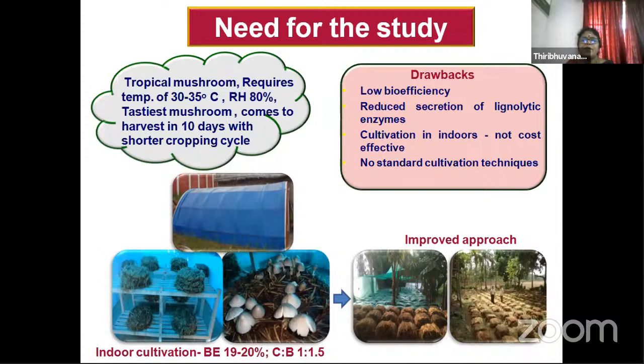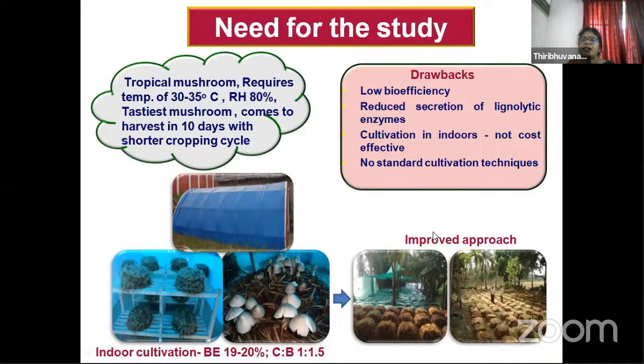Though the climatic conditions prevailing in India are quite suitable for cultivation of this mushroom, because it is a tropical mushroom and requires a temperature of 30 to 35 degrees centigrade with a relative humidity of 80%, and it is one of the tastiest mushrooms. As I said, this is the only mushroom that comes to harvest within 10 days, with a shorter cropping cycle of a maximum of 17 to 20 days.